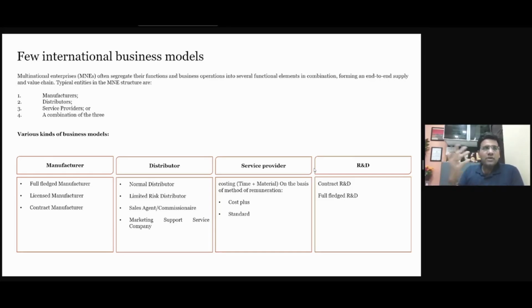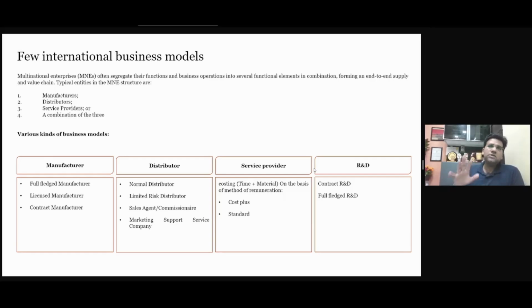Then another way of doing international business is by having a service provider, where you have an entity in India providing you various kinds of services. In those cases, the service provider charges fees for those services. Usually, it can be on a cost plus basis, actual time spent basis, or on market standards. Again, an important aspect is when it comes to companies which have research and development centers. So you can have contract R&D businesses or full-fledged R&D businesses.